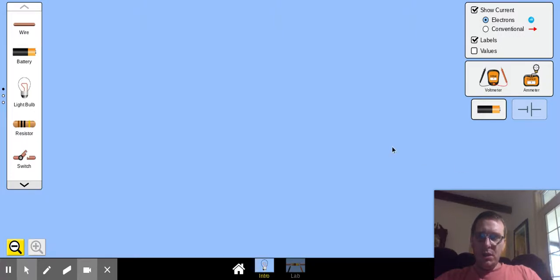So basically what you're going to do is build a circuit, and circuits are basically closed loops that electrons can move around, and when electrons move, it's called electricity.